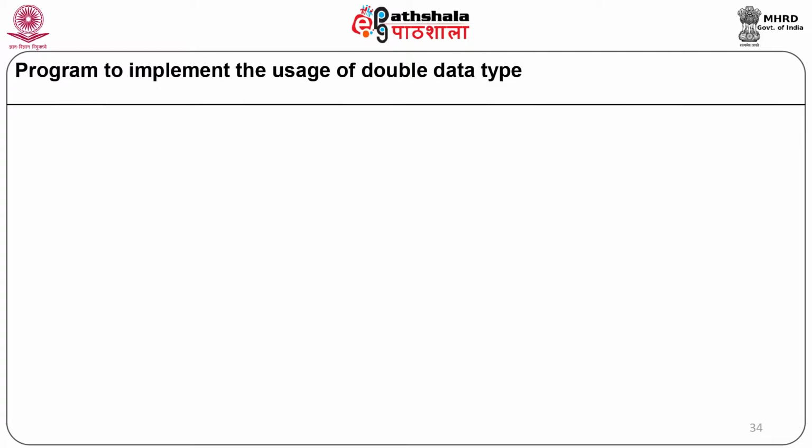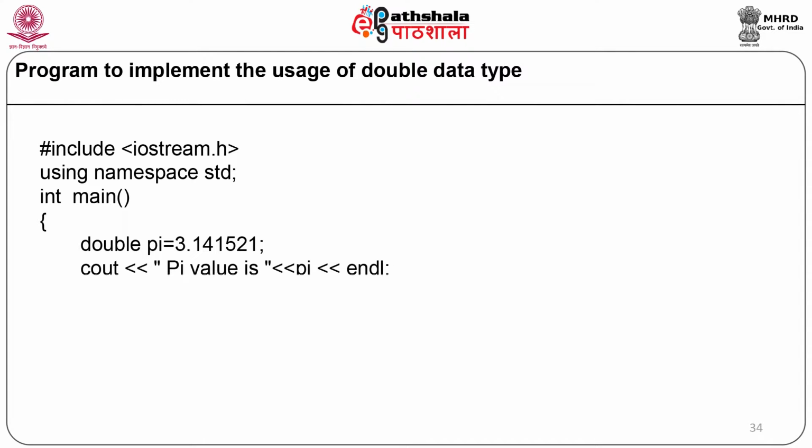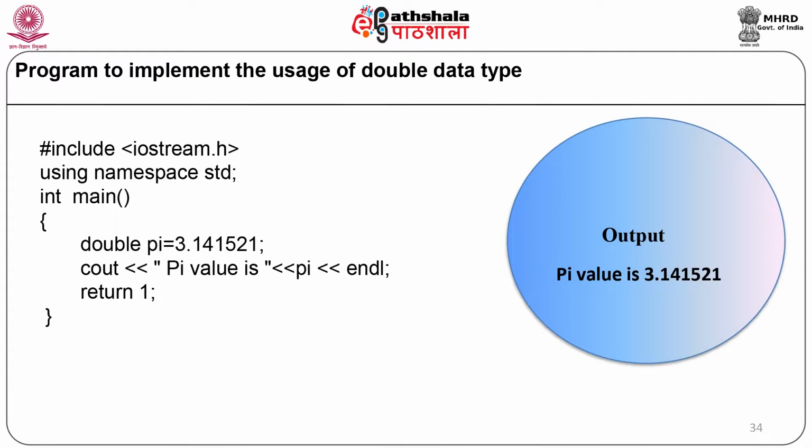Now let us see a simple program to see the usage of double data type. #include <iostream>, using namespace std, int main. Here we are declaring the variable double pi with the initial value as 3.141521. We will display the value of pi on the screen as cout, "value of pi is", the variable value pi, endl, return 1, and our program ends. When the above code is compiled and executed, it produces the following result as value of pi is 3.14.